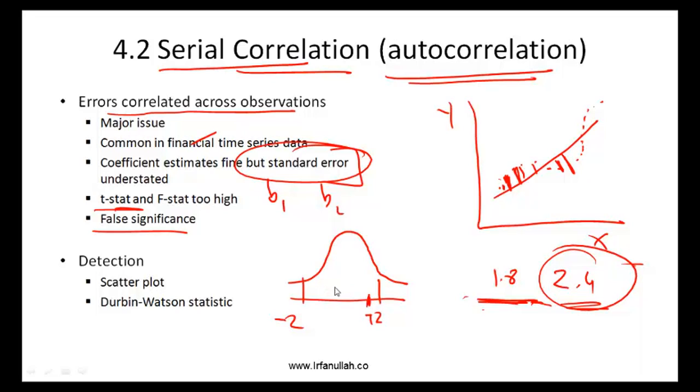So note that both serial correlation and heteroscedasticity create similar issues. How do you detect this? Again, you can do the scatter plot. So what I did here was a scatter plot. The other is the Durbin-Watson statistic.